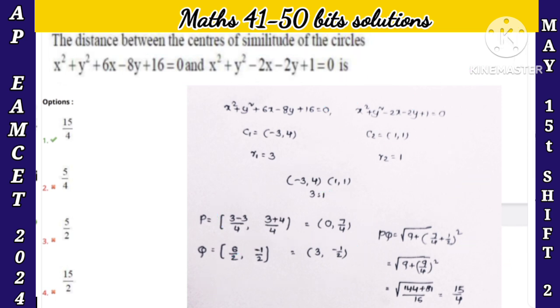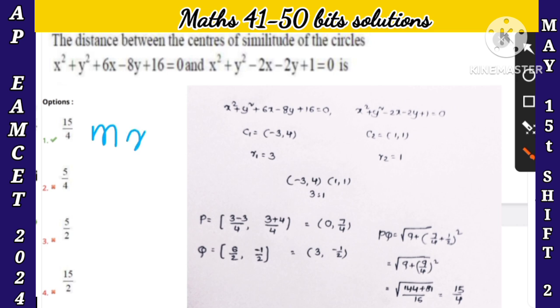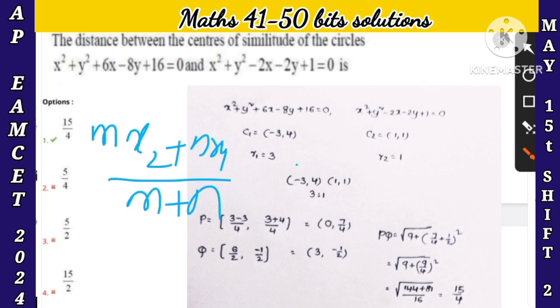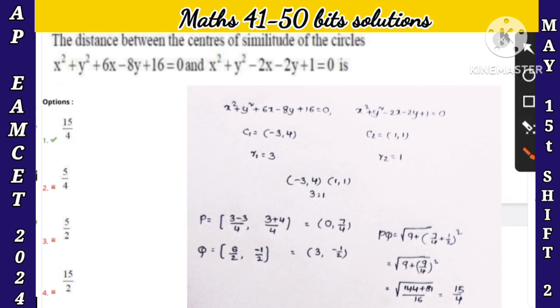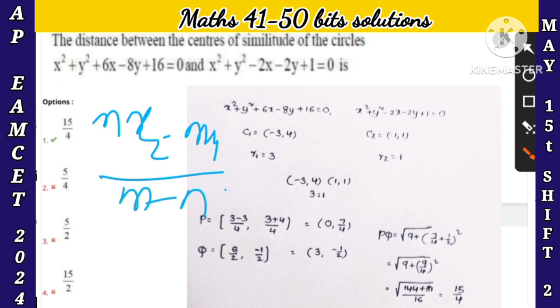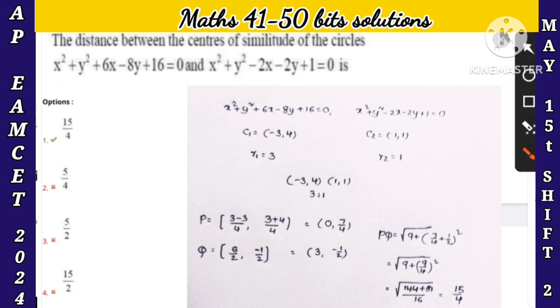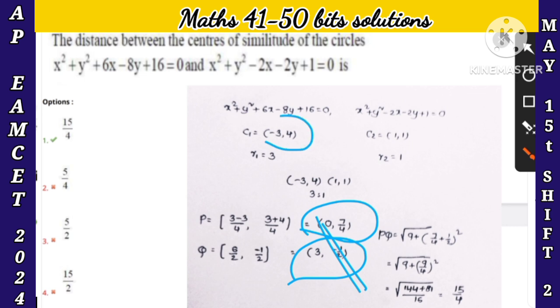Okay, what is the formula for the point P? It is (m x2 plus n x1) by (m plus n), where m is to n is equal to 3 is to 1, comma (m y2 plus n y1) by (m plus n). This is the internal center of similitude formula. What is the external center of similitude? (m x2 minus n x1) by (m minus n), comma (m y2 minus n y1) by (m minus n). Here x1, y1 is equal to 0, 7 by 4; x1, y1 is equal to minus 3, 4; x2, y2 is equal to 1, 1.